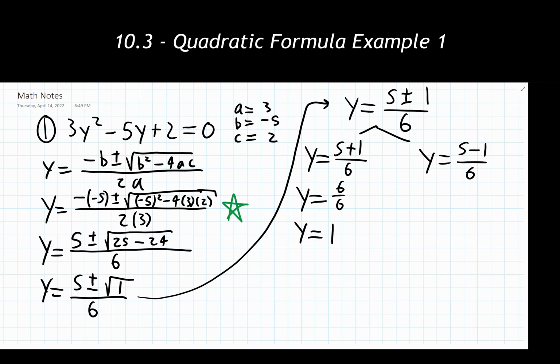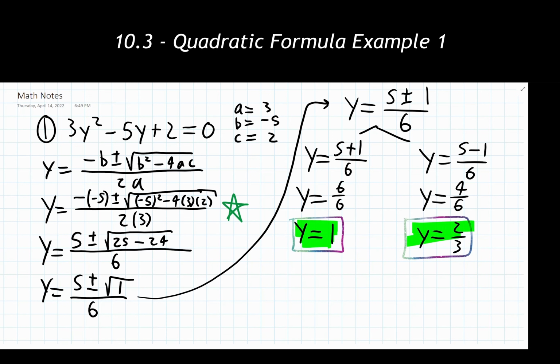For the first one, I'm getting y is equal to 1. For the other one, I'm getting y is equal to 4 over 6. That fraction can be reduced, and I'm getting down to y equals 2 over 3. Remember that we always have to check and make sure that we have fully reduced fractions in our final answer. But otherwise, this is everything that we have for the quadratic formula for number 1.